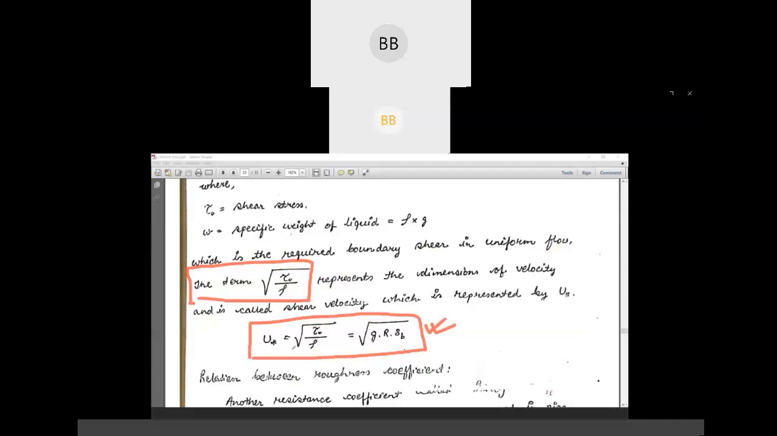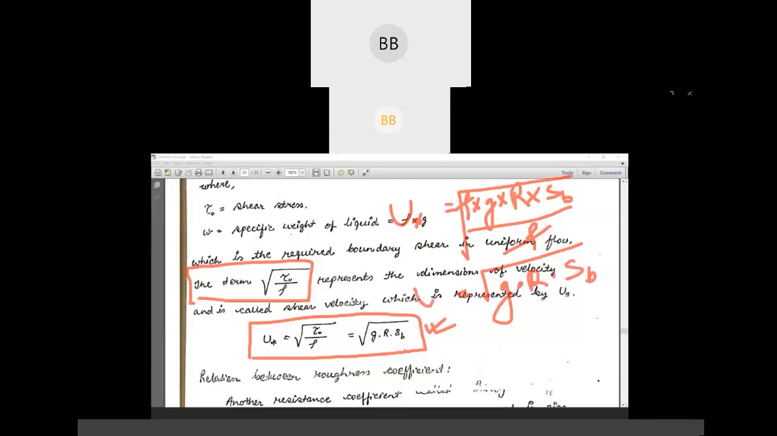So here shear stress is nothing but your specific weight, that is rho into g, multiplied by R, that is hydraulic radius, multiplied by Sb. And then we divide by density, root over. So this is nothing but u star, that is your shear velocity. The density will be cancelled out, so we are left with acceleration due to gravity multiplied by R multiplied by Sb. This is your u star. So this is the expression.